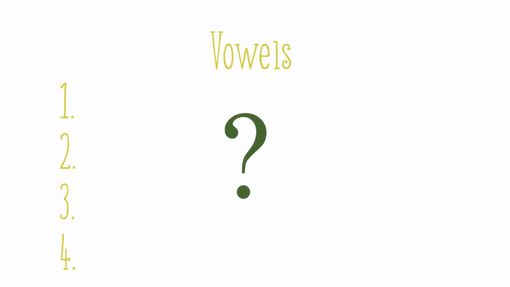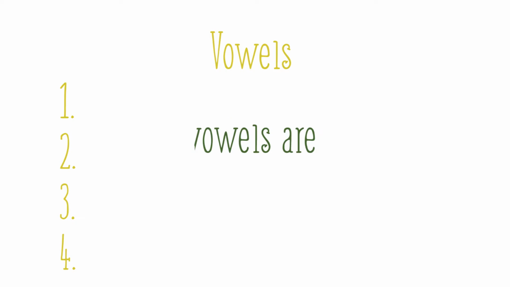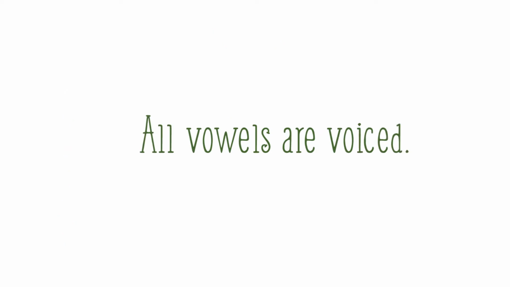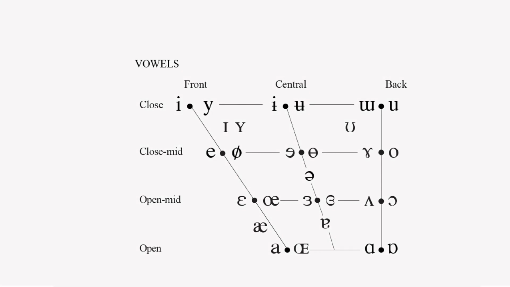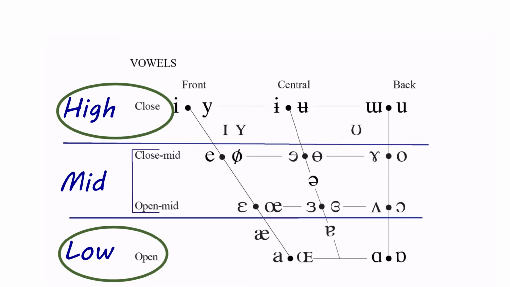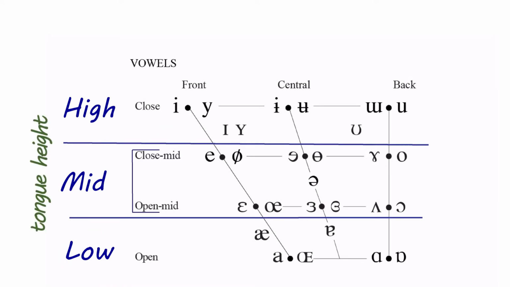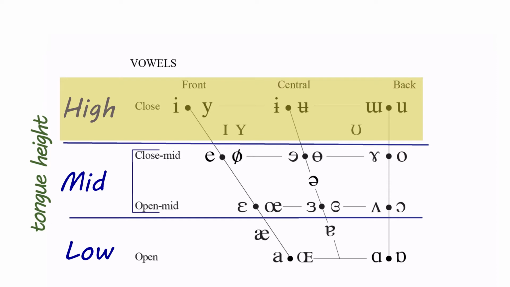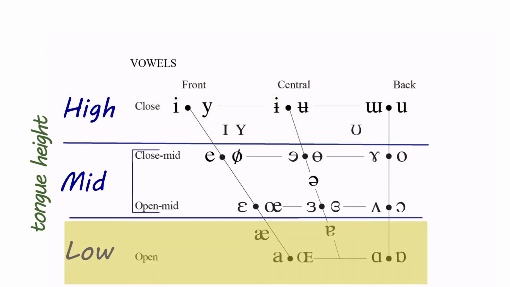What features are those? By default, all vowels are voiced. So there are other parameters. You can actually guess by looking at this vowel chart. You can see that this is high, this is low. So this is about tongue height. This is the tongue at its highest, and this is the tongue at its lowest.